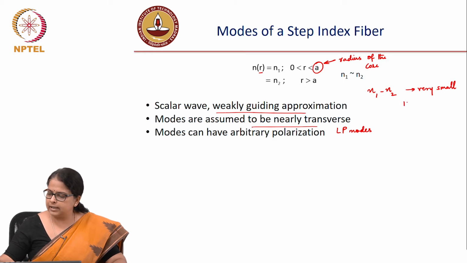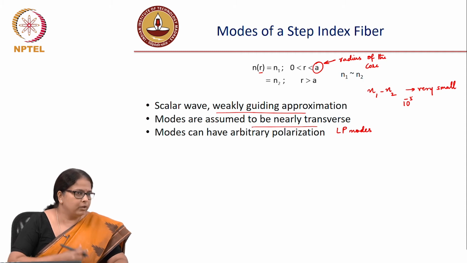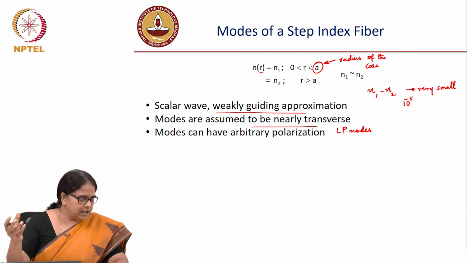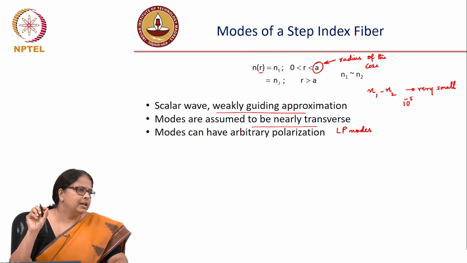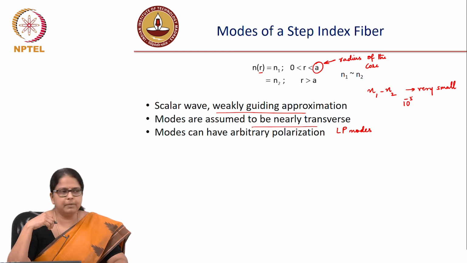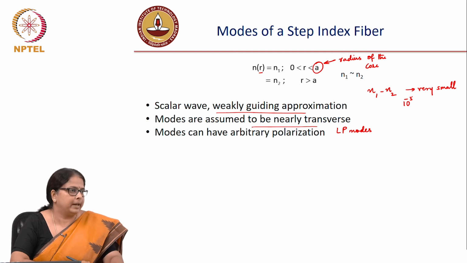Very small, it is typically of the order of 10 power minus 3. It is not that N1 is 1.5 refractive index and N2 is 1 refractive index. Remember, you are doping the fiber to change the refractive index. Even in that context, the dopant concentrations are such that the change in index is typically 10 power minus 3, which is like 0.1% change in refractive index. That is the order of magnitude for single mode fibers.